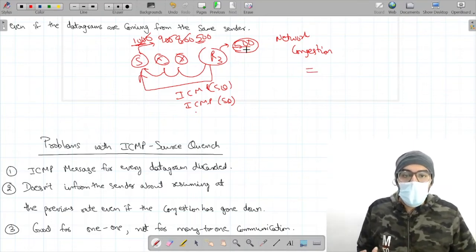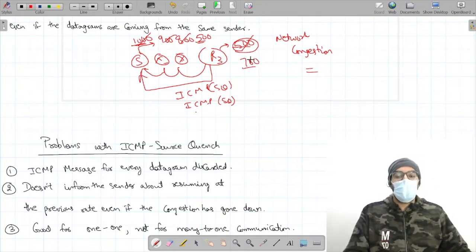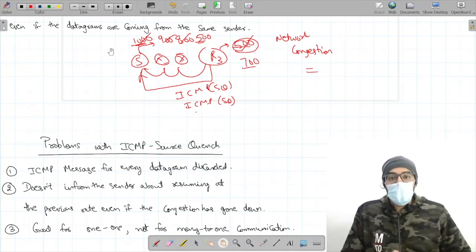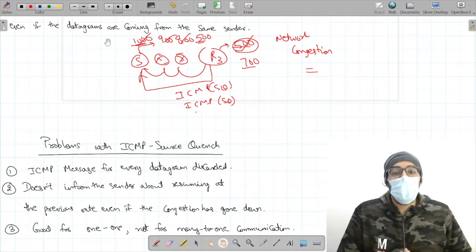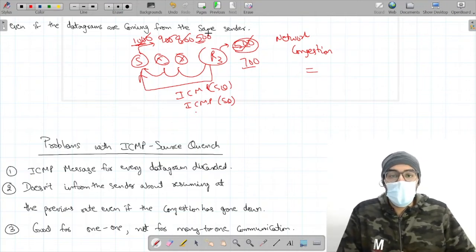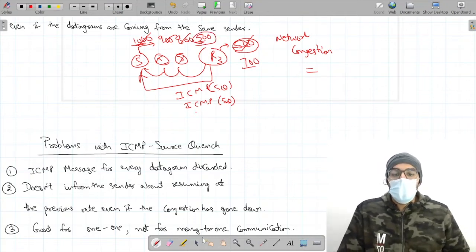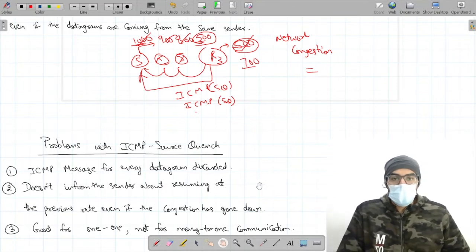Then R3 can take a larger number of packets, let's say 700 packets at a particular time. But since S is going to send the packets with the decreased pace, the final decreased pace, which was 500, it is basically a waste of the resources.